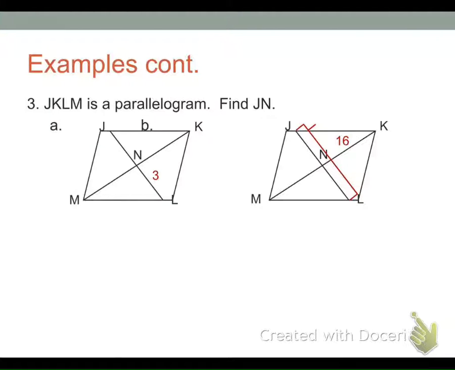So if we're looking for the length of JN, and we know that diagonal has been bisected, what does that mean the length of JN has to be? That's going to be 3 too. Has to be 3 as well. Yep. Over here, I heard somebody already answer this one. You see the whole length of JL is 16. If it's being bisected, so cut in half, what does the length of JN have to be? Has to be 8. So you could do 16 times 1/2 if you wanted to see it, equals 8.